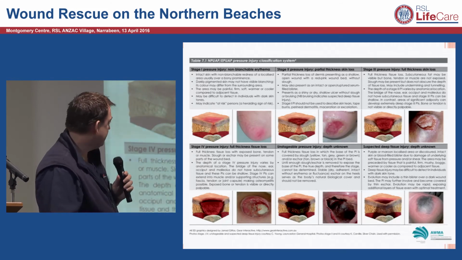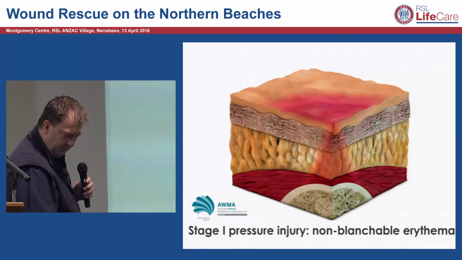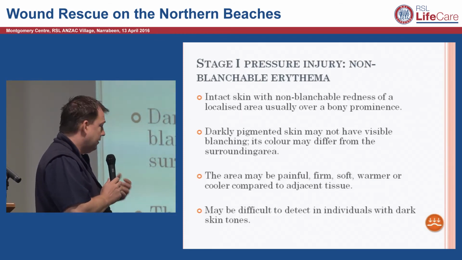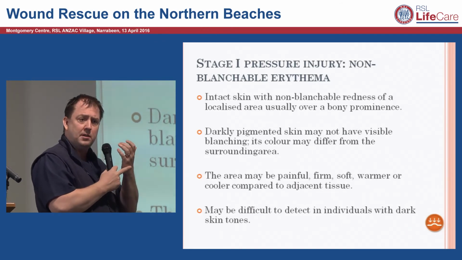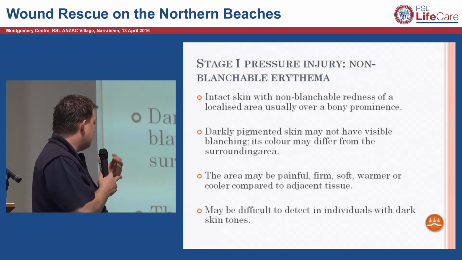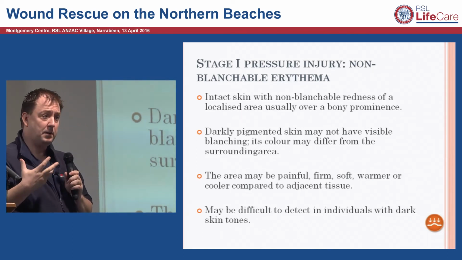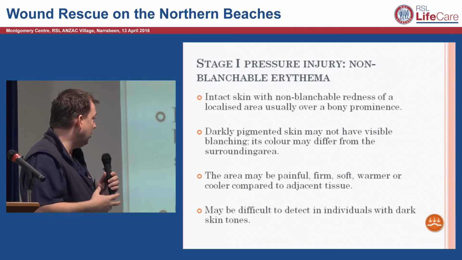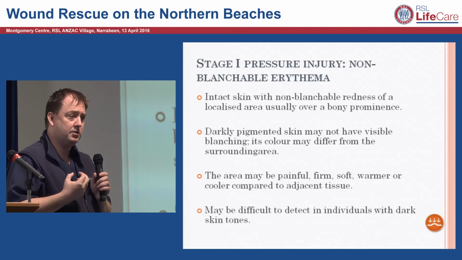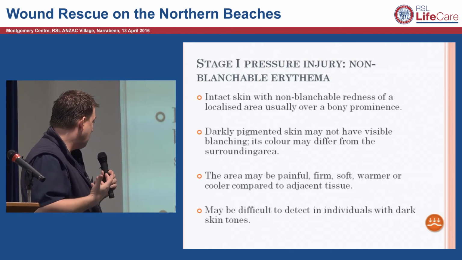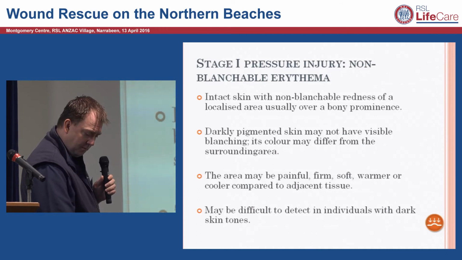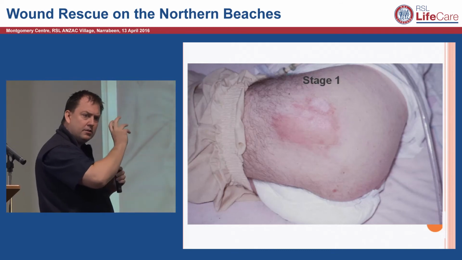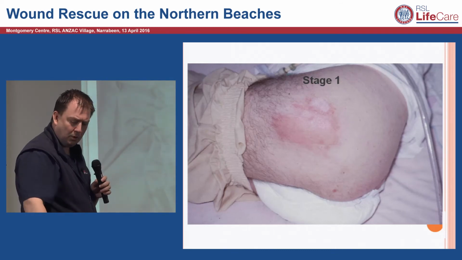Okay. So we've got a stage 1, which is non-blanchable erythema, intact skin, non-blanchable erythema. So when we go to blanch it, after 20 minutes, that redness doesn't go away and it doesn't blanch. Okay. Darker pigmented skin can be particularly hard to assess because it shows up as a blue or purple hue. And the Americans have struggled with the African American population for years looking for this. Maybe painful, maybe warm, but like I said, it can be difficult to assess. So it's a dull red. It's not a bright in-your-face red, and it's focal to a bony prominence.